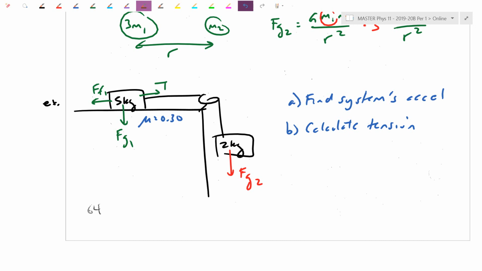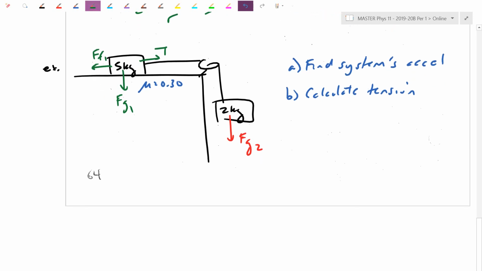Assuming you've done that here, I'm going to walk you through the problem. So we have Fg1. Force of gravity, we always have a formula m times g. So we're going to go 5 times 9.8. So this one here is 49. In a similar way, Fg2, if I go 2 times 9.8, that gives me here 19.6.